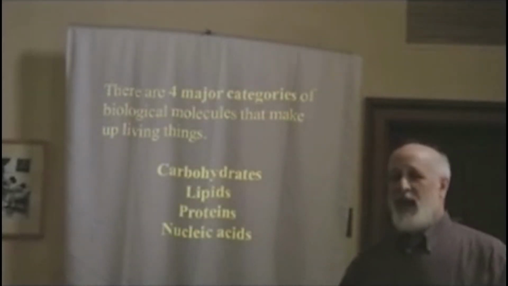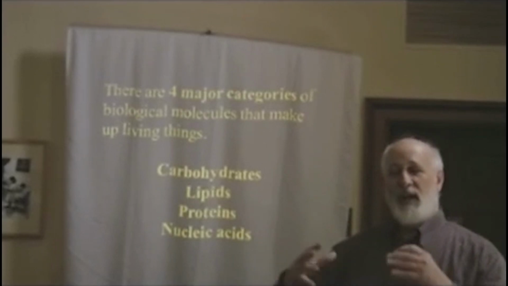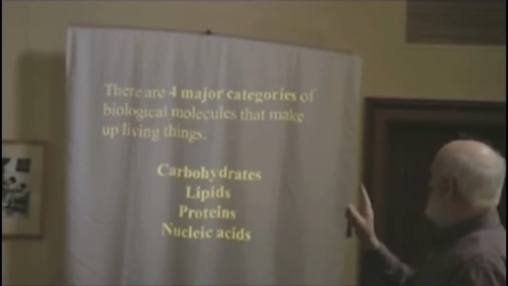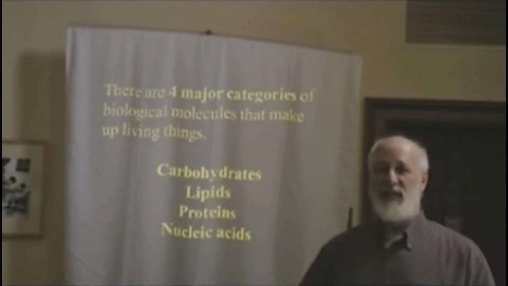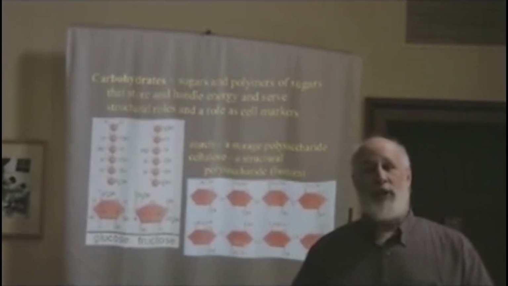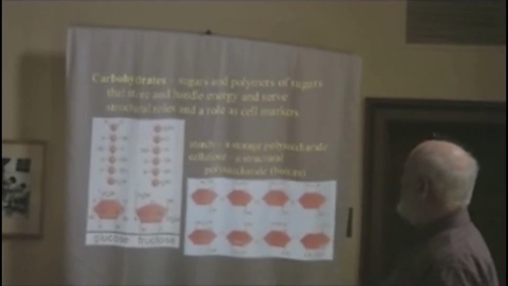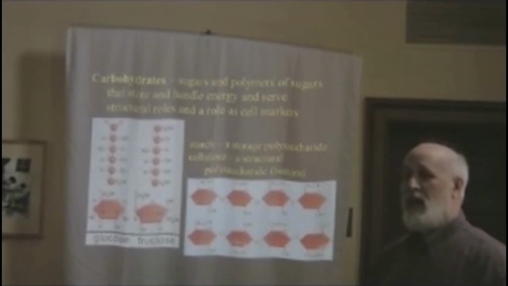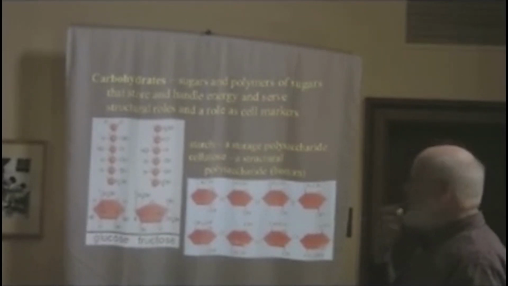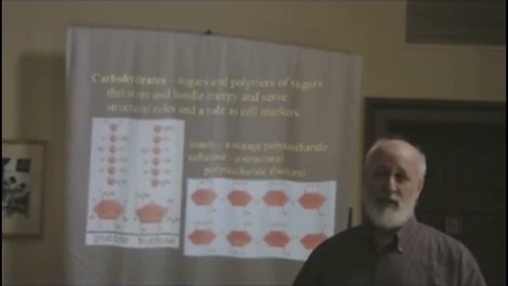In us and every other living thing, there are 4 major categories of chemicals that we can look at: carbohydrates, lipids, proteins, and nucleic acids. And I'm going to quickly show you what carbohydrates are: sugars and polymers of sugars. As you can see, there is carbon and lots of oxygen and some hydrogen. And so sugars are generally somewhat polar and are therefore easily dissolved in water.